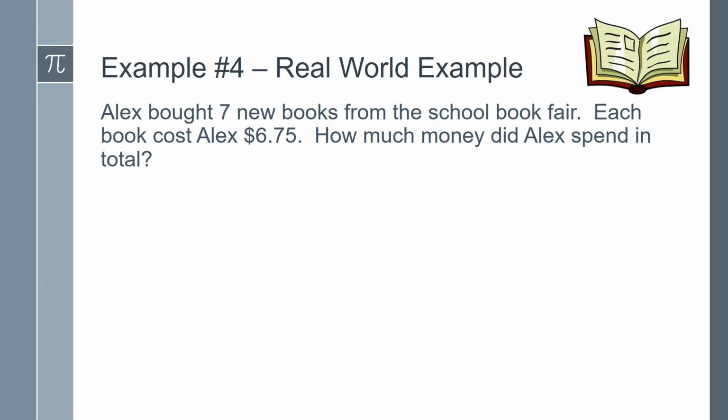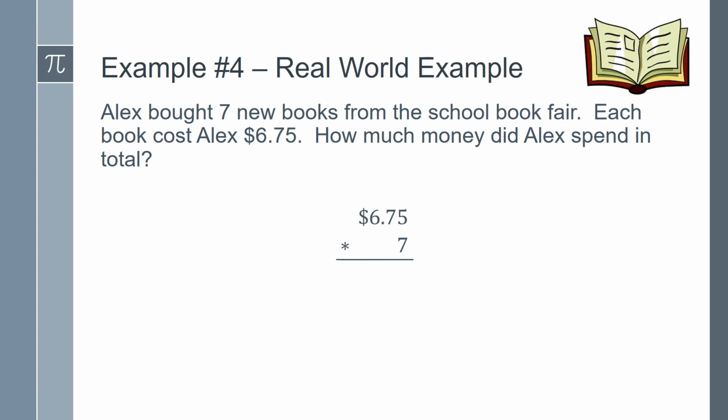Example number 4 will be a real-world example. Alex bought 7 new books from the school book fair. Each book cost Alex $6.75. How much money did Alex spend in total? We'll start by setting up the problem.